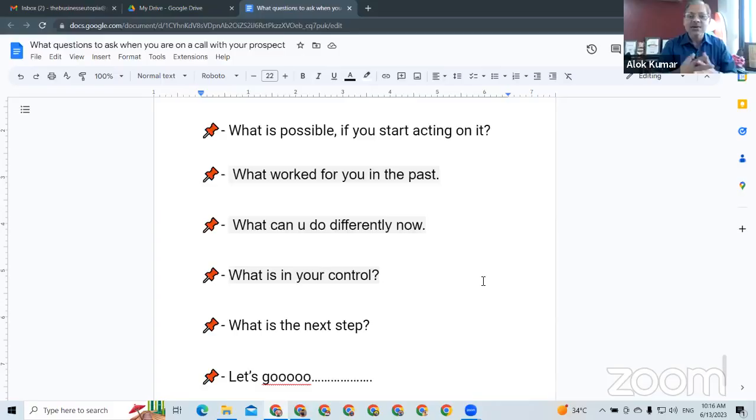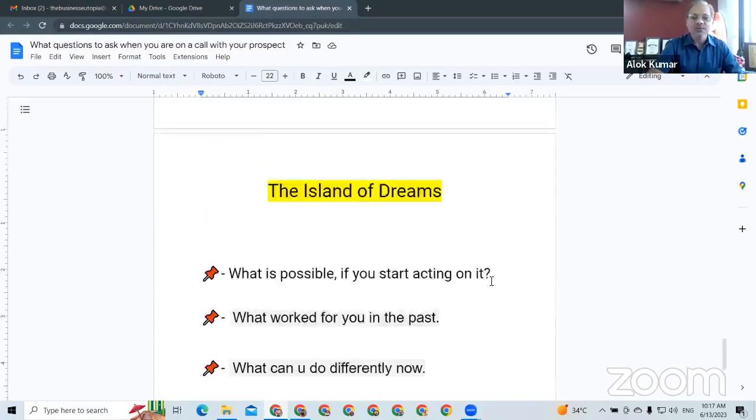And last but not the least, tell them to start. So let's go. When they say let's go, it is the time when you tell them to start getting into the shoes, start taking actions with some kind of fun, investment and promise with themselves. That is all. So I hope these questions are going to help you.